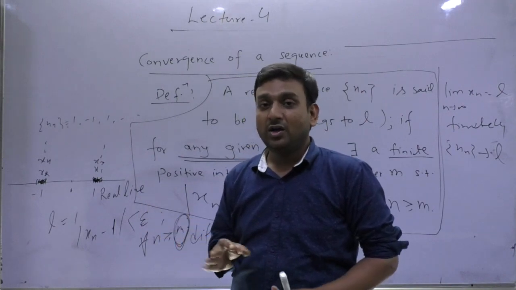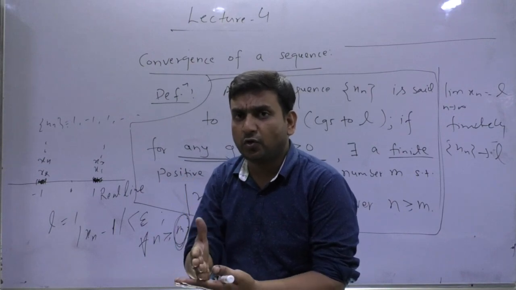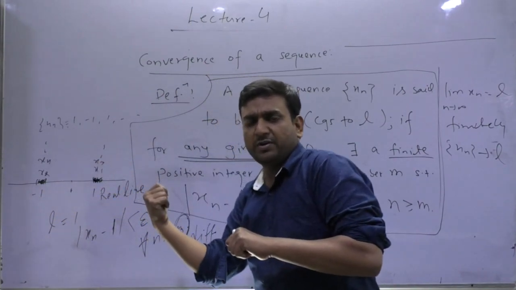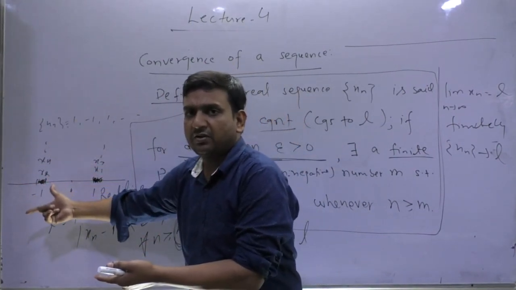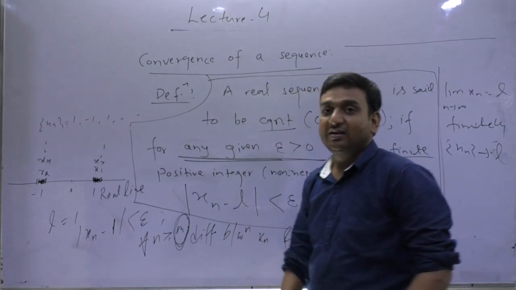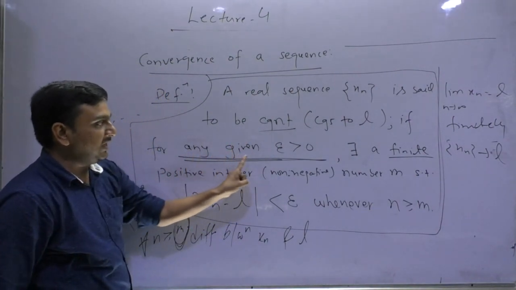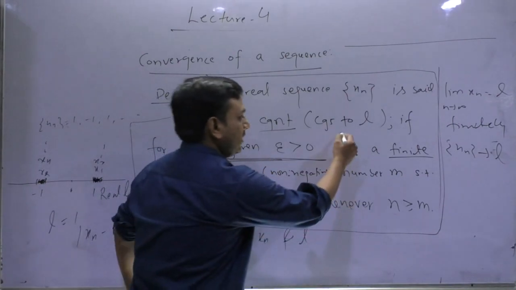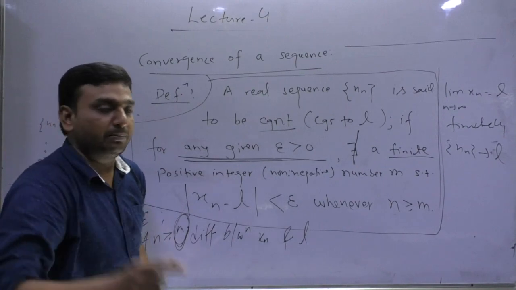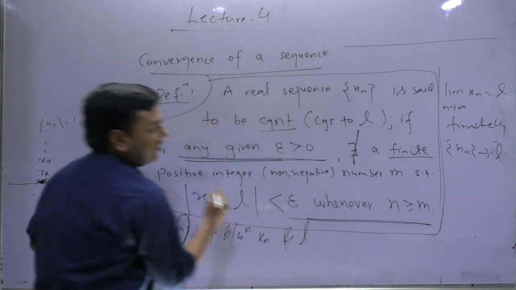Not at all, because suppose if at one term the difference becomes 0, then at the next term the difference will become 2, and the next term the difference will again be 0, and the next term it will become 2. So now, coming to the definition which I taught you, for any epsilon greater than 0, there does not exist a finite positive integer such that this condition holds.